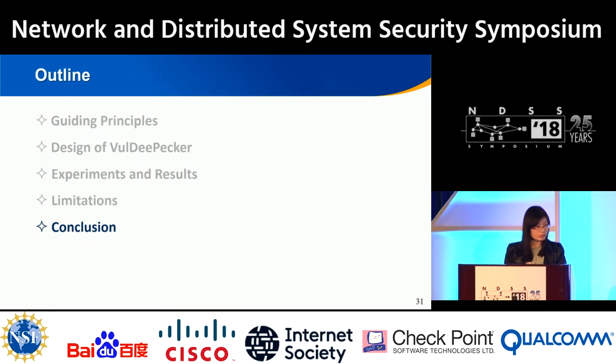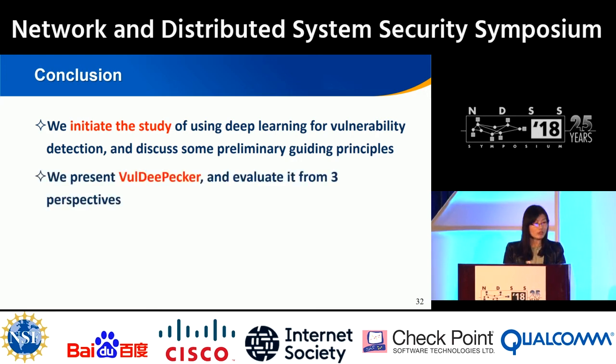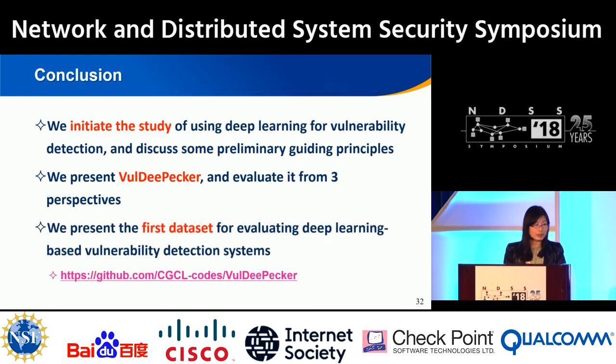Finally, conclusion. We initiate the study of using deep learning for vulnerability detection and discuss some preliminary guiding principles for deep learning-based vulnerability detection. We present VulDeePecker and evaluate it from 3 perspectives. And we present the first dataset for evaluating deep learning-based vulnerability detection systems. We have made the dataset publicly available.